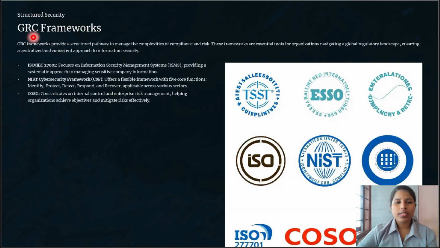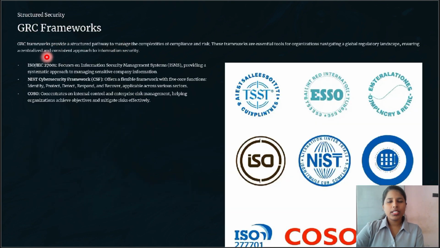Now let's look at what the GRC framework is. A GRC framework provides a structured pathway to manage the complexity of compliance and risk.